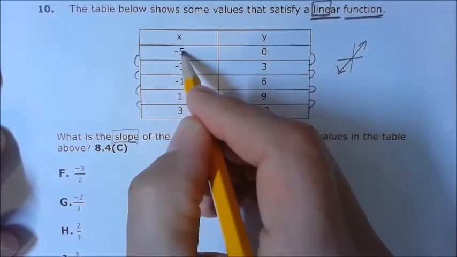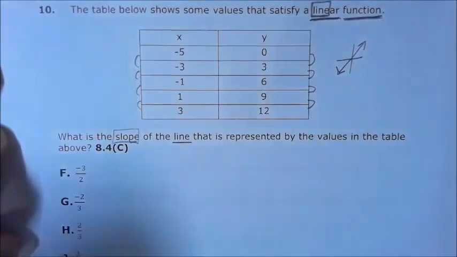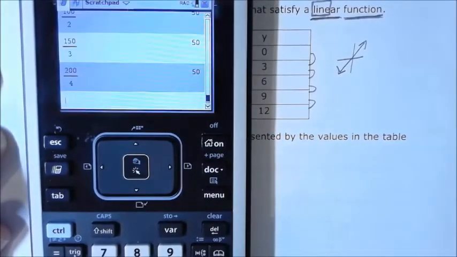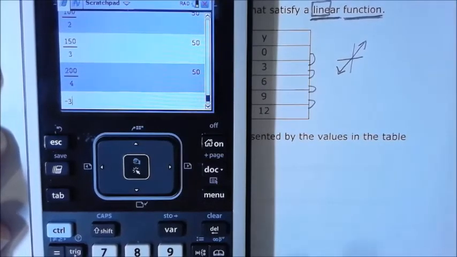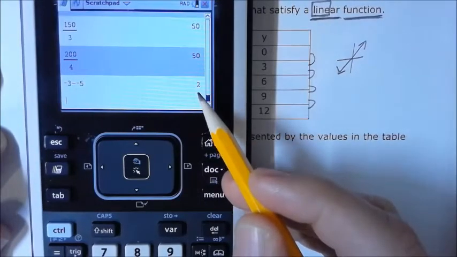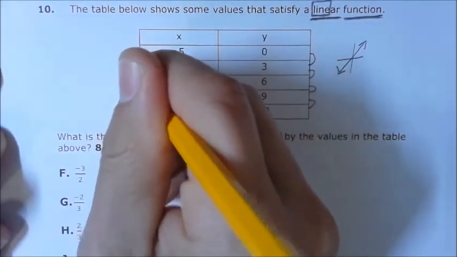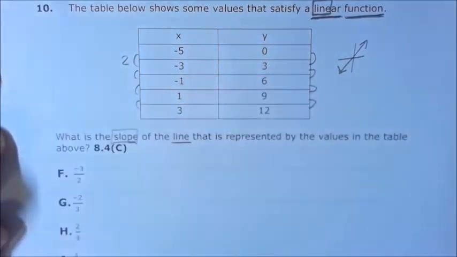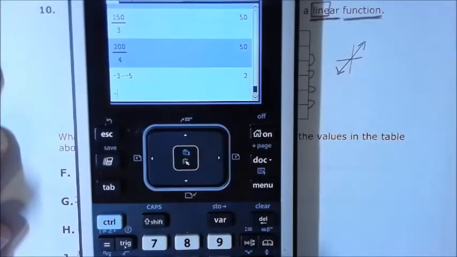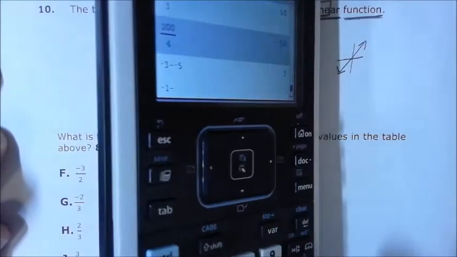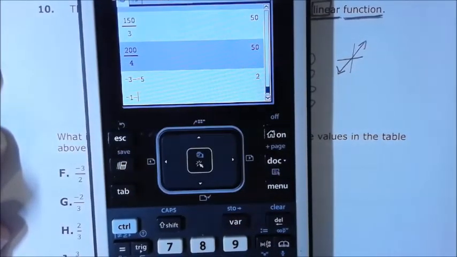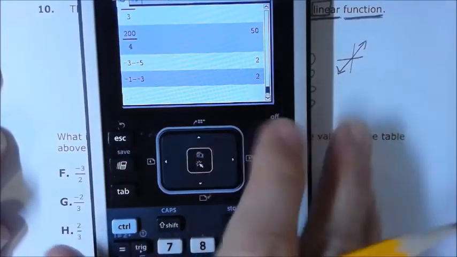So our change from -5 to -3. And if you're not sure about the change that occurred, you could always put it in your calculator and subtract it. You could say, okay, -3 minus -5. Hit enter. And look, it gives us a +2. Okay, so our change from -5 to -3 was a +2. From -3 to -1. Okay, so we can put that in our calculator again. -1 minus -3. And again, it gave us a change of 2.